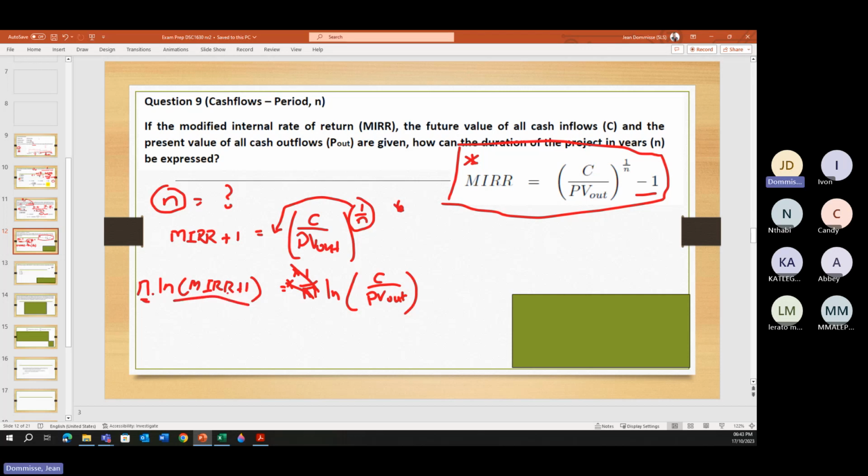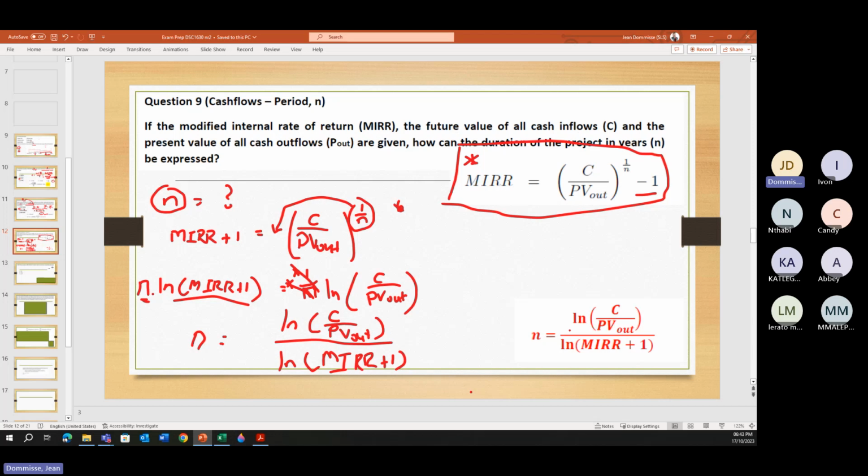How do I do that? On both sides, I will divide by that. If I divide on this side by ln mer, then it disappears. But on that side, what I will need to do is to divide also by the ln mer plus 1. Okay, so it does look a bit different.